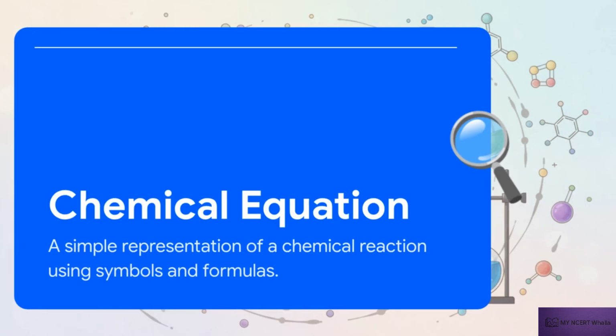So, just like a chef writes down a recipe for a cake, a chemist writes down a chemical equation. It's basically just shorthand. It's the recipe for the change. So instead of writing out a whole sentence like hydrogen and oxygen combine to make water, we just use symbols. H₂ plus O₂ gives you H₂O. Same story, just told in the language of chemistry.